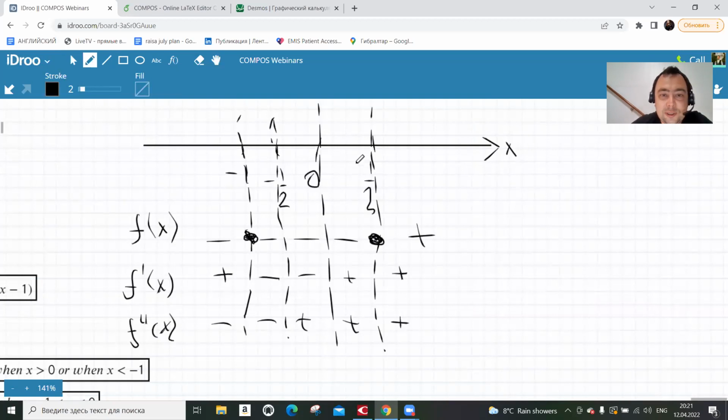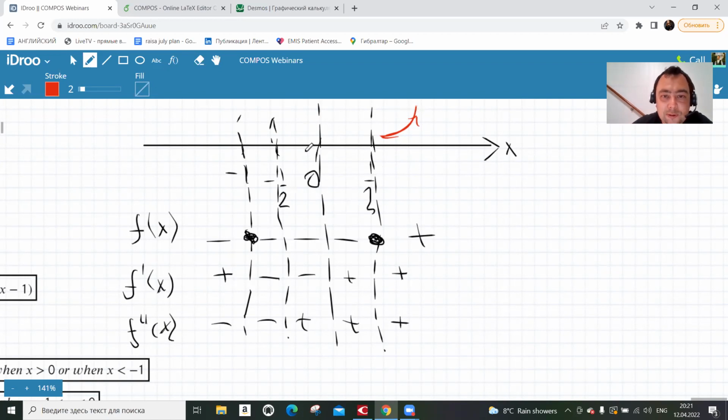So here, the function is positive. It is increasing, and it is convex. Therefore, I draw the function like this. Convex, that means it's bent downwards. It's increasing. And it's positive, so it's above the x-axis.